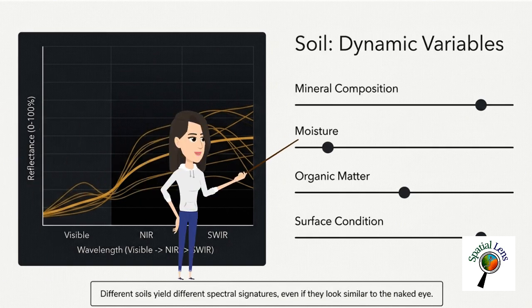Finally, soil. Unlike healthy vegetation, soil usually does not show the sharp red-edge transition. Its reflectance often changes more gradually with wavelength, and the overall curve can vary considerably depending on mineral composition, moisture, organic matter, and surface condition. Different soils can therefore have different spectral signatures, even though they may look relatively similar in a normal image.